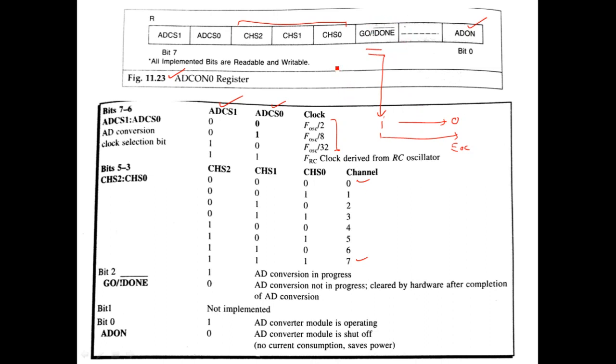In your program you have to set this bit, and then you should keep on checking this bit again and again till it goes back to 0. When the conversion is over, the bit will become 0, and that means the result will be ready in the result register. That's all. So that is about the ADCON0 register.